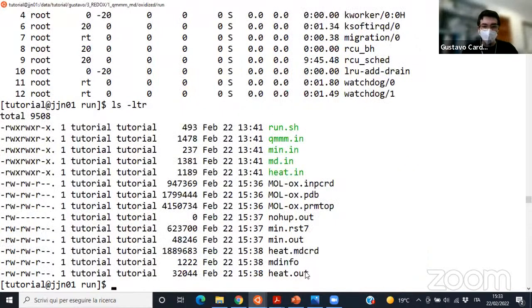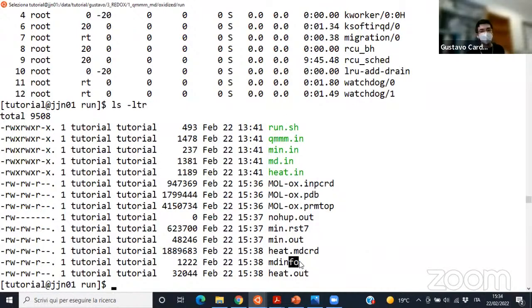So we are at the heating now. In this case, the heating is the part that is going to take the most in the simulation, because we're doing the most time steps here, because we want to attain as much as possible the 303 Kelvin temperature for the production.